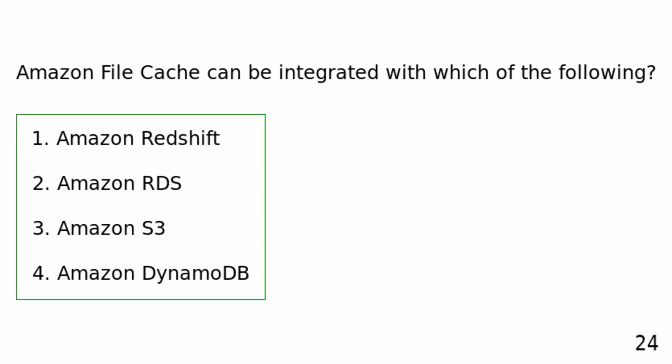Amazon File Cache can be integrated with which of the following? Amazon Redshift. Amazon RDS. Amazon S3. Amazon DynamoDB.